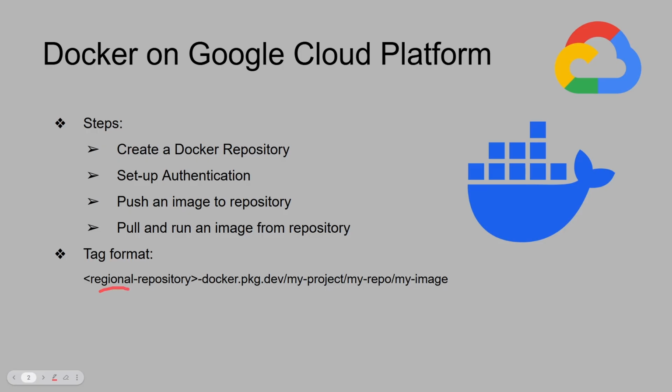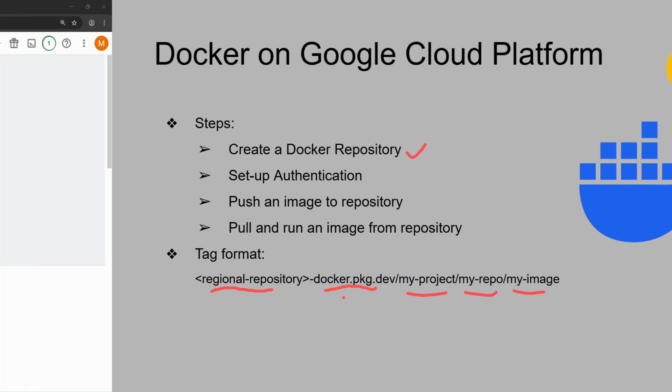So here is the predefined format to communicate with the repository. First, we need to provide the regional repository name, for example, what region our repository is in. It may be US Central or US East. And then -docker.pkg.dev. This one is fixed. And then /, we need to pass our project ID, / our newly created repository name, and finally the image name. That is the format we need to use to communicate with the Docker repository. Let's see how we can use it in a real example.